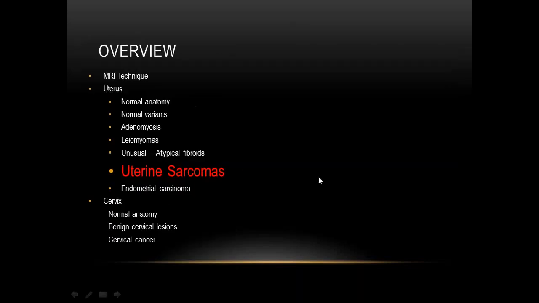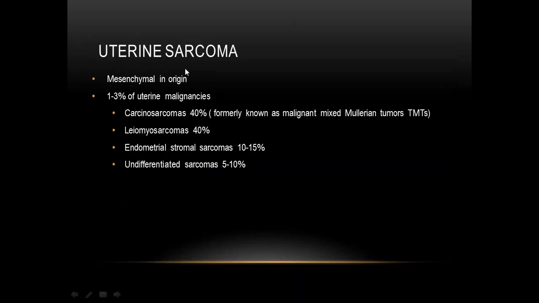The next thing we will briefly talk about is uterine sarcomas. Uterine sarcomas are mesenchymal in origin. They're 1 to 3% of all uterine malignancies, very rare. A carcinosarcoma makes up about 40% of them. They were formerly known as malignant mixed mullerian tumors, also called MMMTs. Another kind of uterine sarcoma is our leiomyosarcoma. A rare type is the endometrial stromal sarcoma, and then there are a few undifferentiated sarcomas.